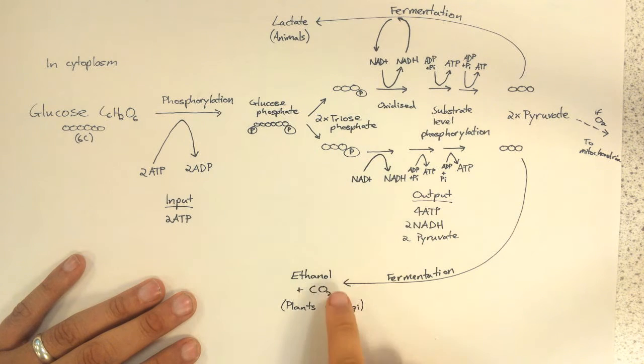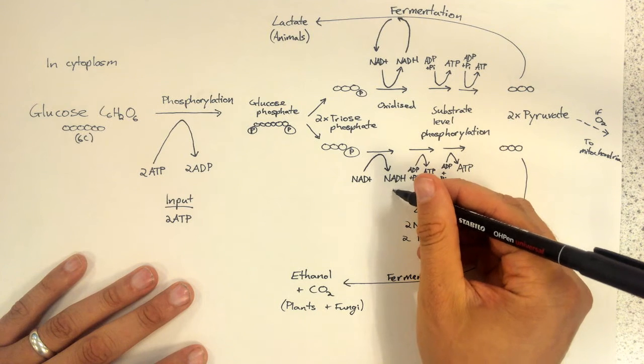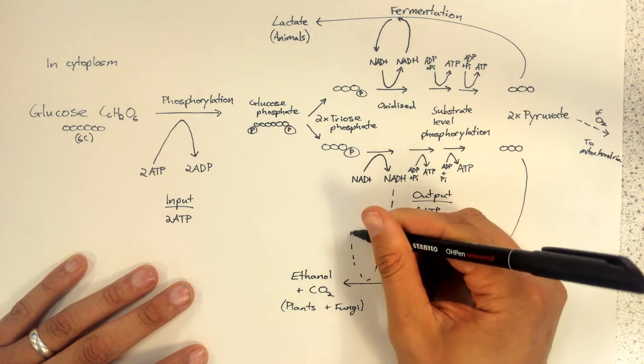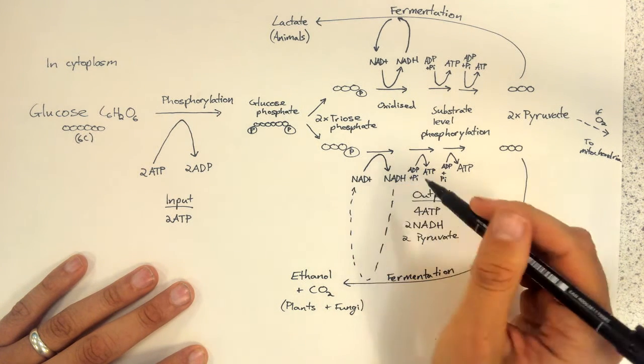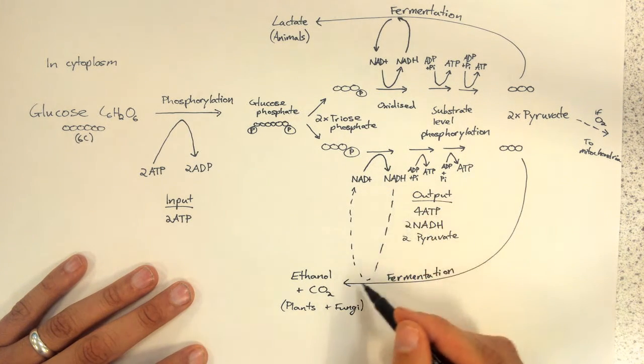In animals, this would be really bad news because ethanol would interfere with our immune system. Sorry, not our immune system, our nervous system. In plants and fungi, this is filling the same purpose of replenishing NAD+ by oxidizing the NADH, by taking the electrons from it.